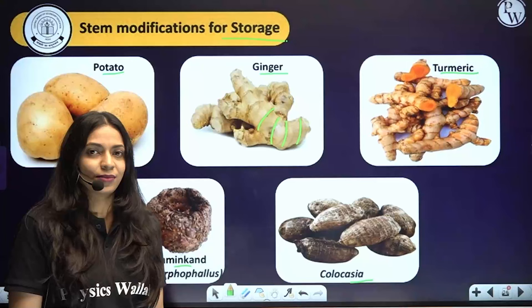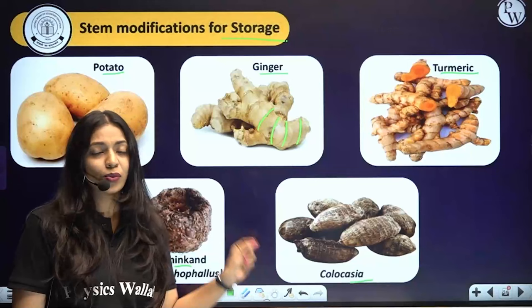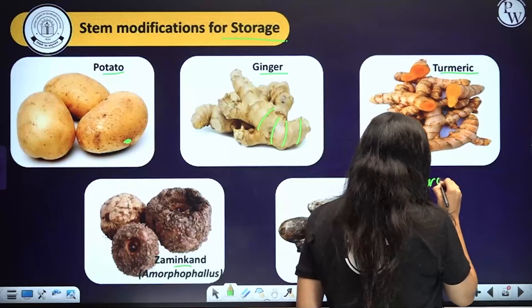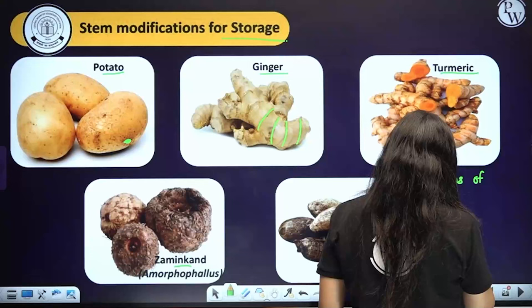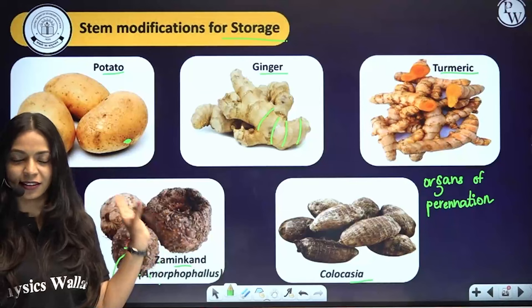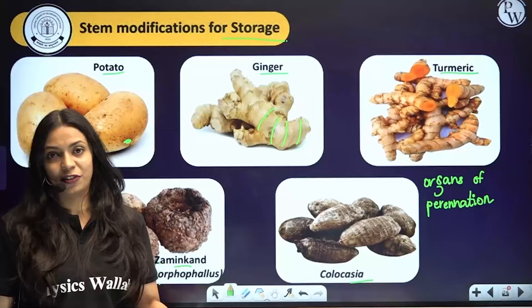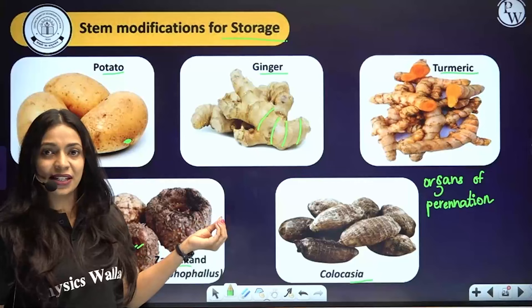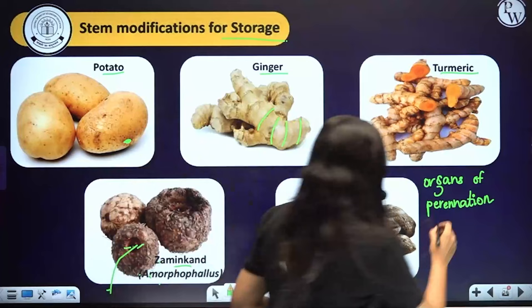What are stems modified for here in these species of plants? They are modified to store food. Along with that, they also act as organs of perennation. So, during unfavorable conditions, these storage organs will help tide over the unfavorable conditions. And on the return of the favorable conditions, new plants, new above ground shoots can sprout out of these underground storage stems. All right. So in that way, they help in tiding over unfavorable conditions.